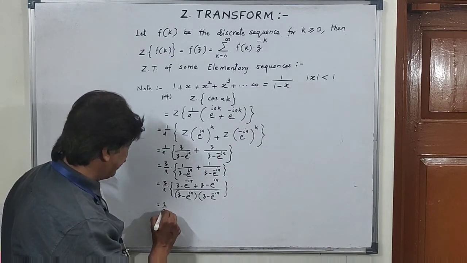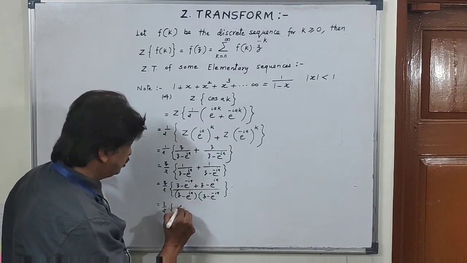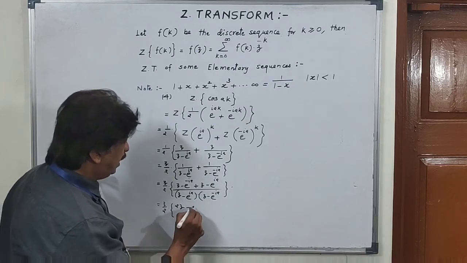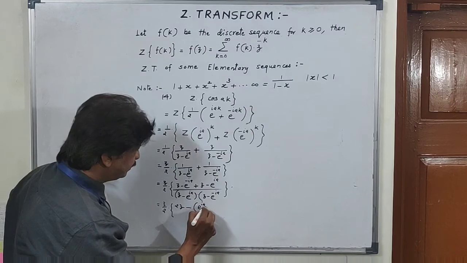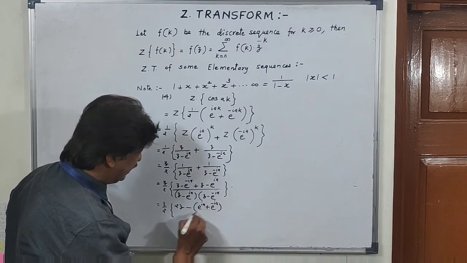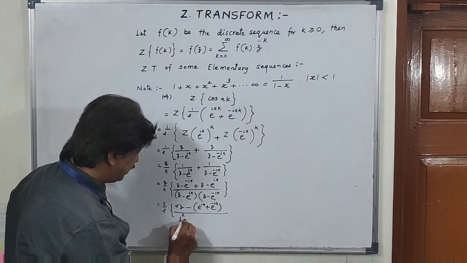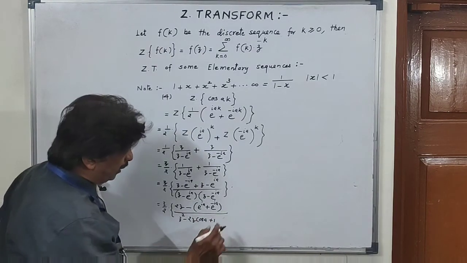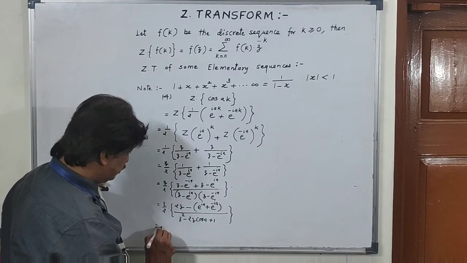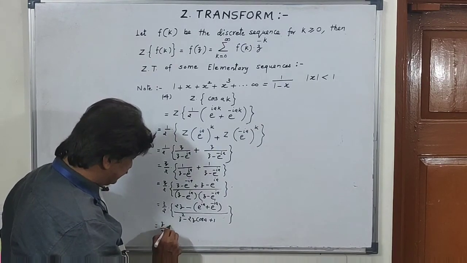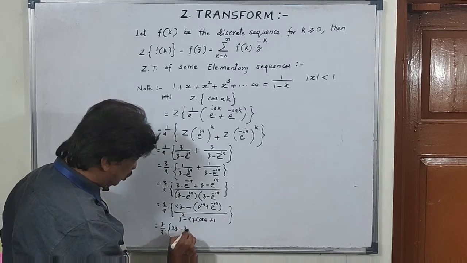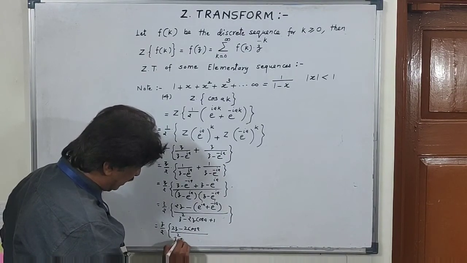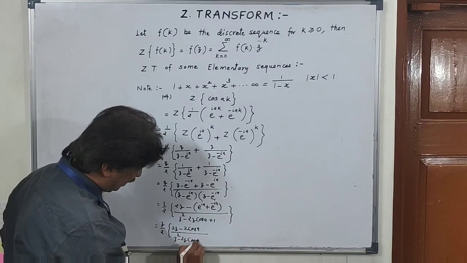So it is Z by 2 times Z plus Z is 2Z minus e to the power iA plus e to the power minus iA. Denominator is same here, so it is Z square minus twice Z cos A plus 1, as in case of the previous example. So it is equal to Z by 2 times 2Z minus 2 cos A upon Z square minus twice Z cos of A plus 1.